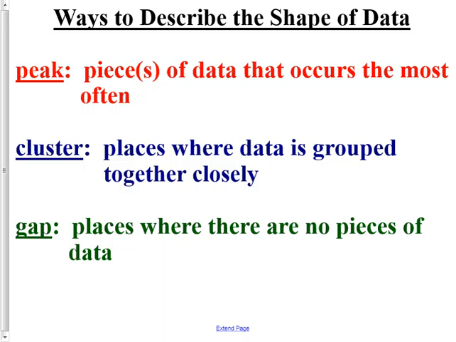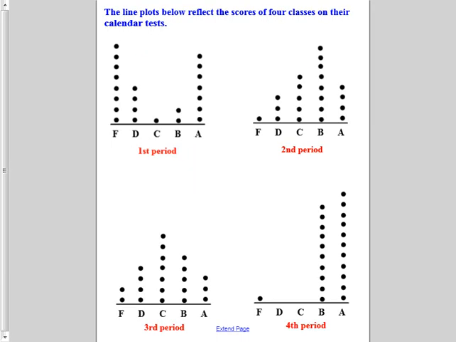A cluster is a place where the data is grouped together closely, and a gap is where there are no pieces of data. So, for example, looking at some line plots, these are line plots that reflect the scores of 4 classes on their calendar tests. So they're very different, but I can identify some peaks, gaps, clusters, things like that.